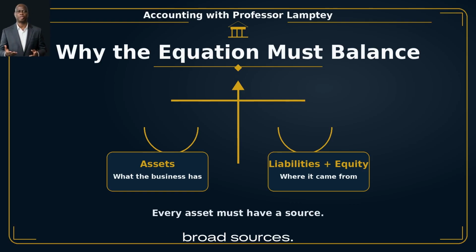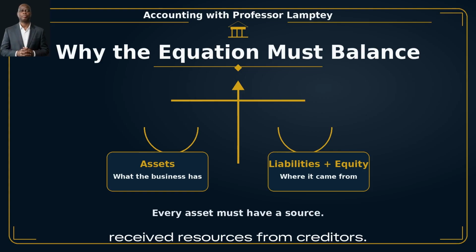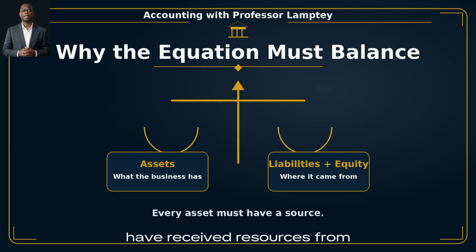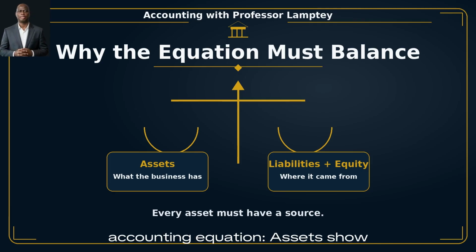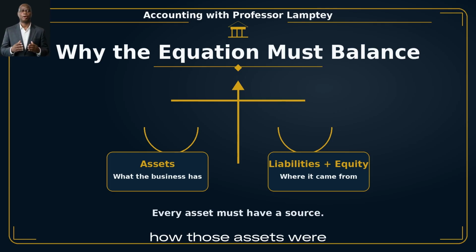There are only two broad sources. The business may have received resources from creditors. That creates liabilities. Or the business may have received resources from the owner or from profits generated by the business. That creates equity. So the left side of the equation shows what the business has. The right side shows where those resources came from. Let me say that again because this is the heart of the accounting equation. Assets show what the business has. Liabilities and equity show how those assets were financed. That is why assets equals liabilities plus equity.